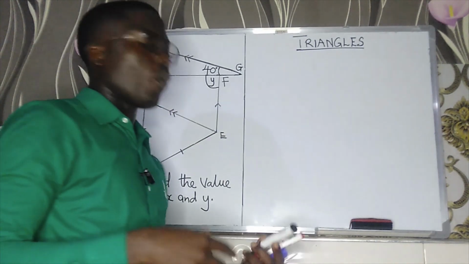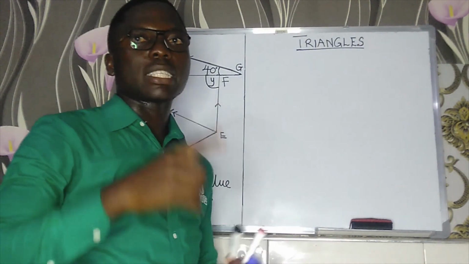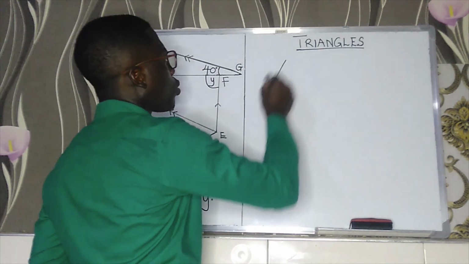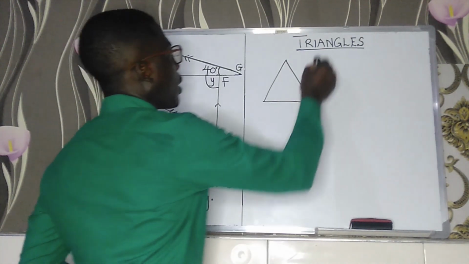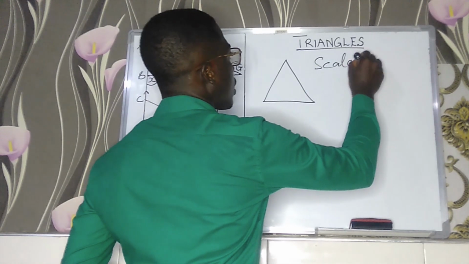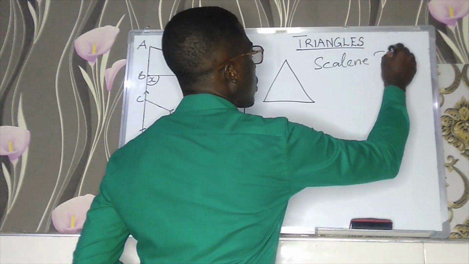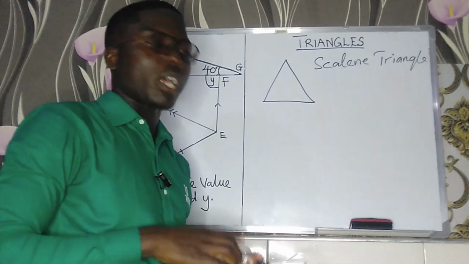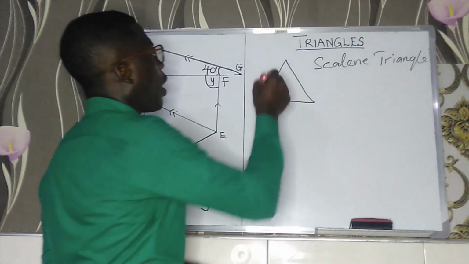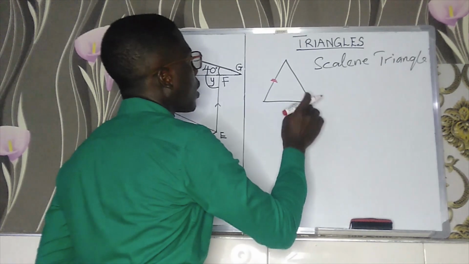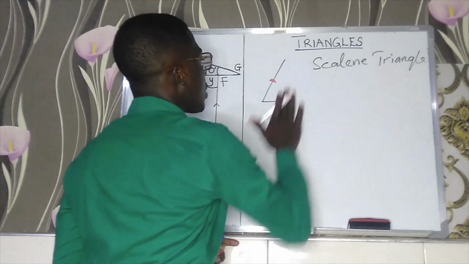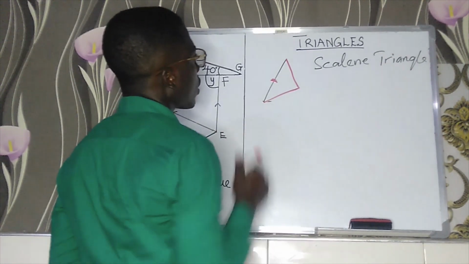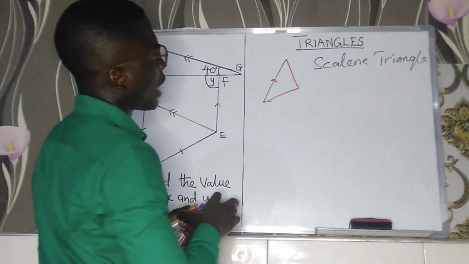Now, we know what a scalene triangle is, that is the first type of triangle. The first type of triangle is the scalene triangle. And it is a type of triangle with all sides not equal in length. Good.